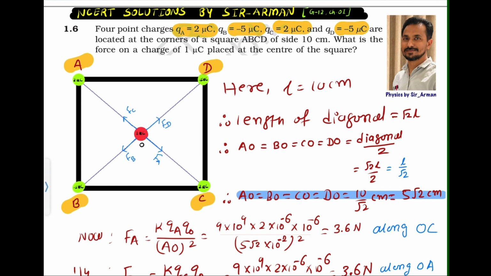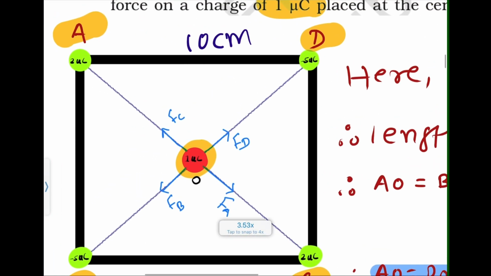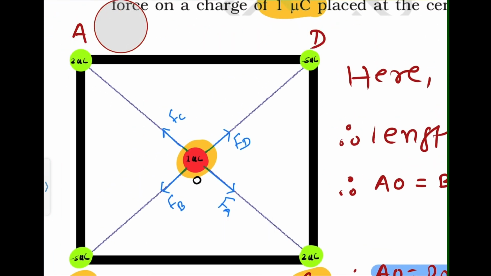Then here the side of the square is 10 centimeter. So let us assume this is 10 centimeter. What is the force on 1 microcoulomb placed at the center? So here you can see there is 1 microcoulomb charge placed. You can carefully observe this, and then we will solve.